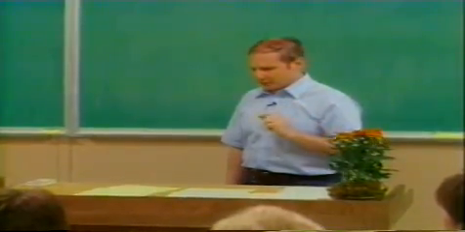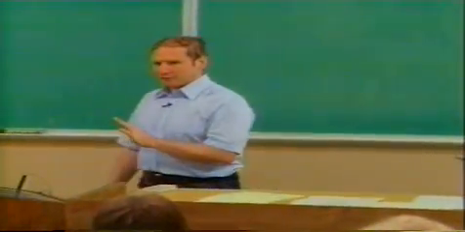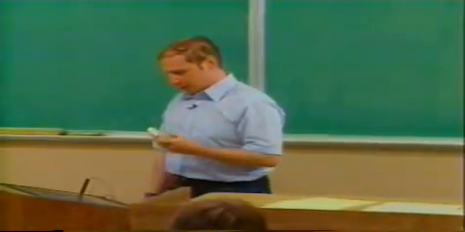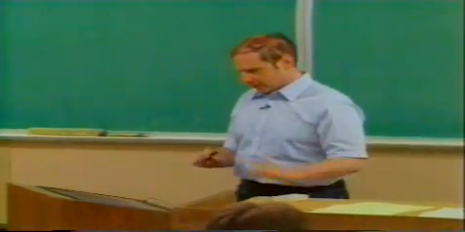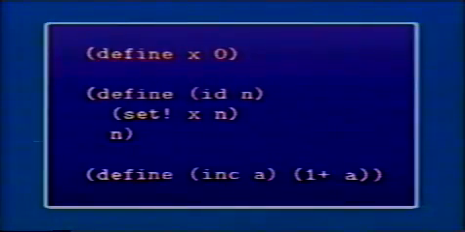Let me just show you a really simple example, very, very simple. Suppose we had a normal order language, and I'm going to start out in this language. This is now normal order. I'm going to define x to be 0. It's just some variable, and I'll initialize it. And now I'm going to define this little funny function, which is an identity function.